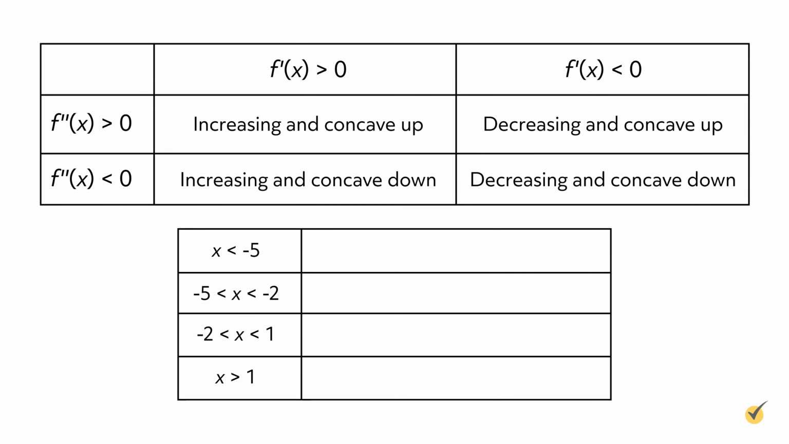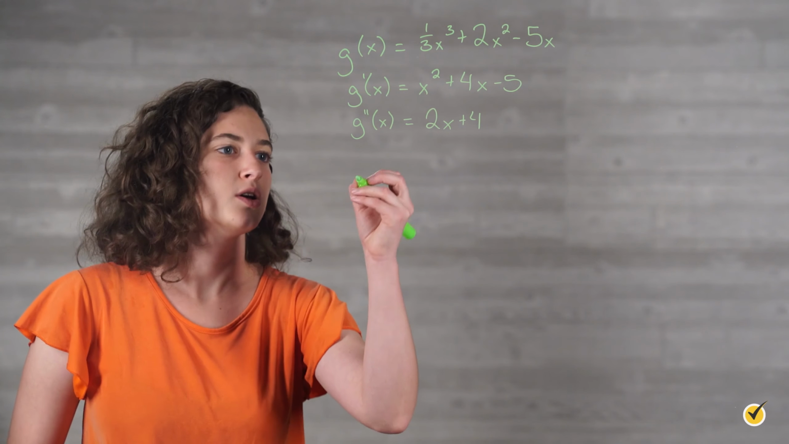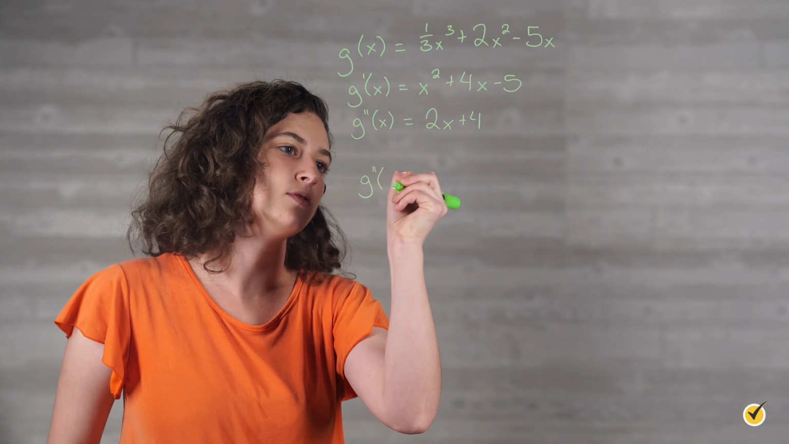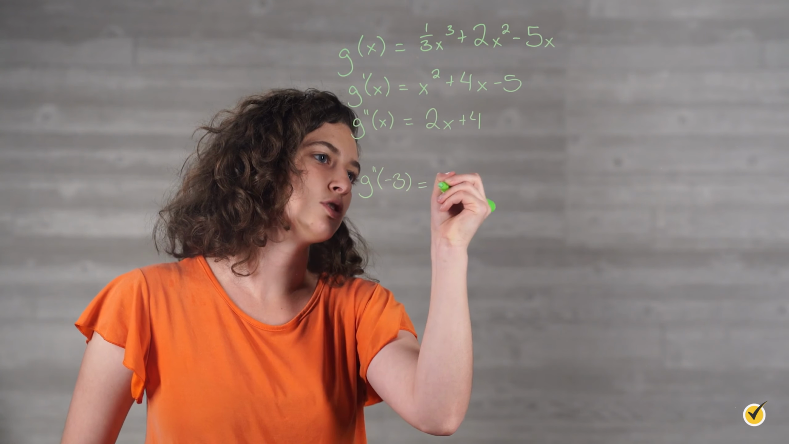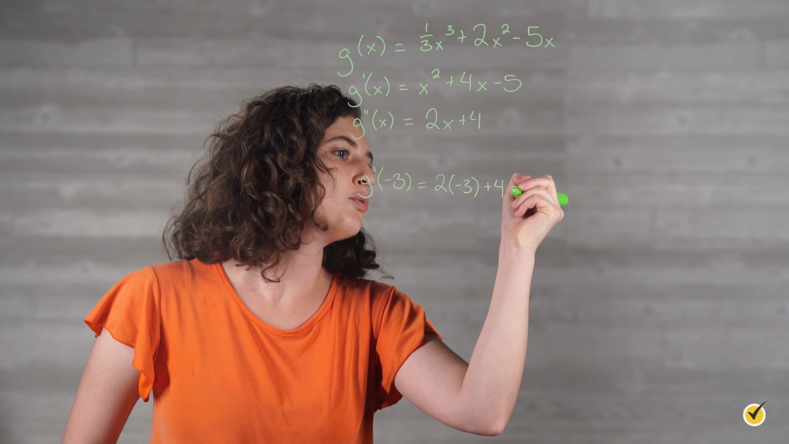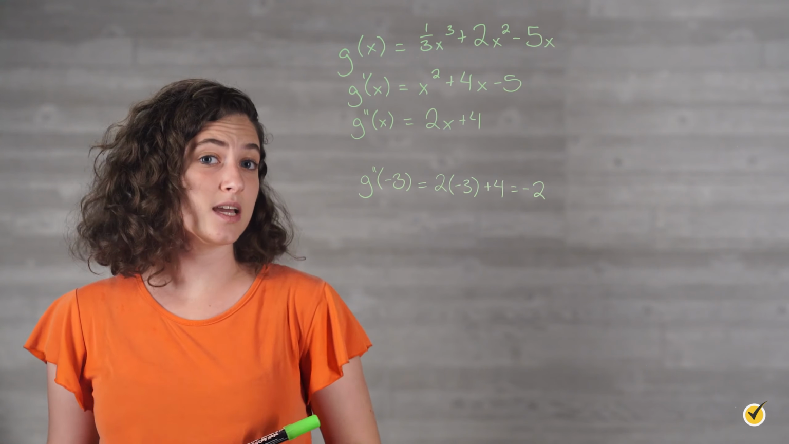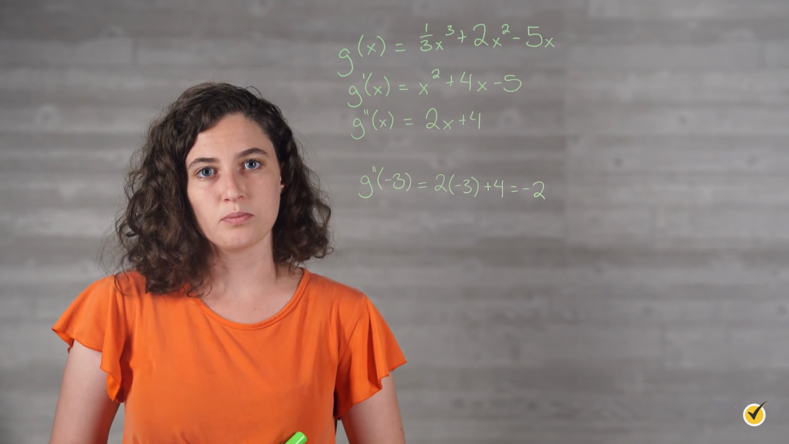We have already determined where the first derivative is positive and negative. So in order to determine concavity, we need to find where the second derivative is positive and negative. Let's check one point to the left of negative 2 and one to the right. For the left, let's use negative 3. So g double prime of negative 3 is equal to 2 times negative 3 plus 4, which is negative 2. So the second derivative is negative to the left of x equals negative 2.